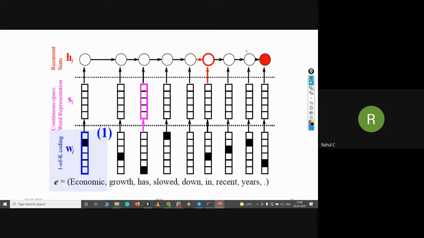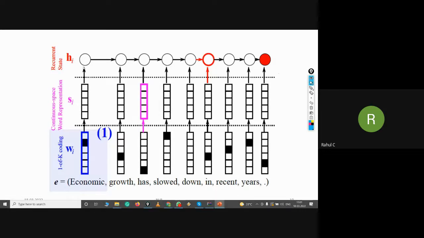in the first timestamp, you can see a word, and the sentence is: economic growth has slowed down in recent years, full stop. So this word is given to the encoder, it is converted into vectors, and word embedding is done. In the next timestamp you can give the next word, like this. So you can pass the information here.